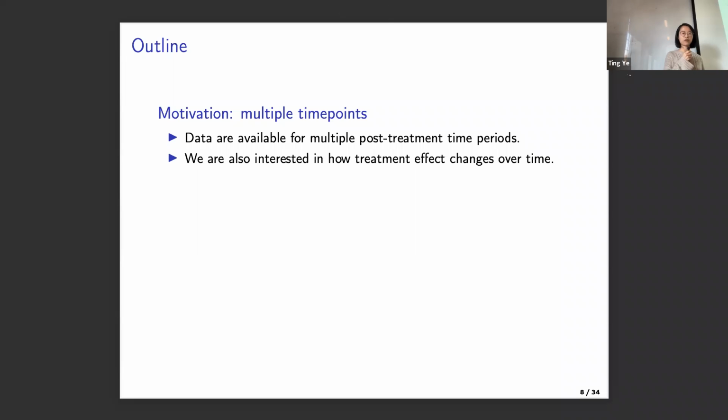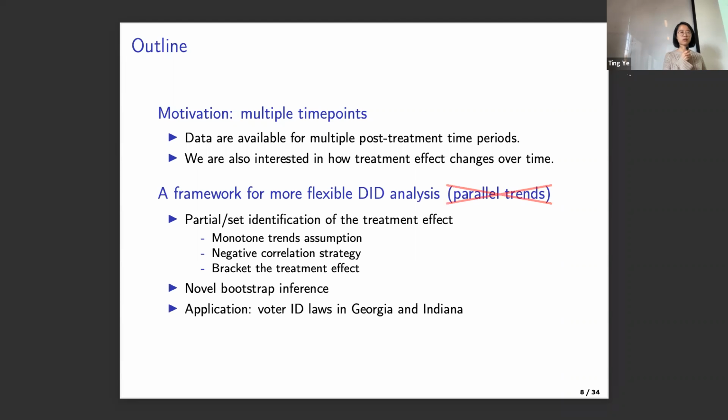So in our work, our motivation is really the multiple time points. The data are available not just for two time points, but for multiple post-treatment time periods. We are also interested in how the treatment effect changes over time, such as in the voter ID example, where people hypothesize that the strict voter ID law's initial effect may be different from its long-term effect. In this work, we propose a framework for more flexible DID analysis, which proposes a strategy for partial identification of the treatment effect under a monotone trend assumption. And for this part of the talk, I'll be very non-technical.